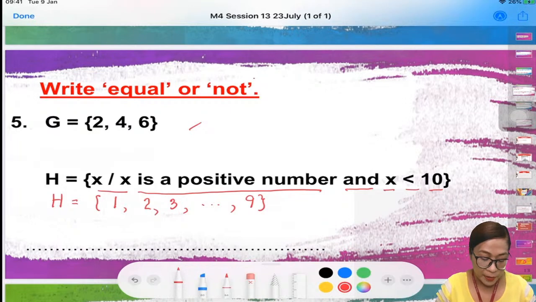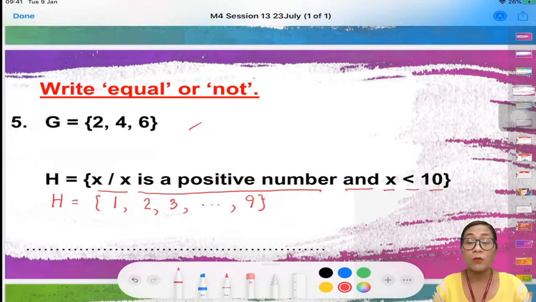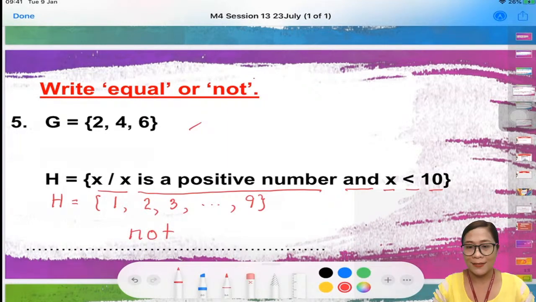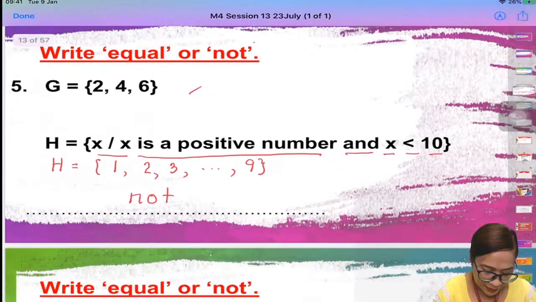So you compare them, G and H. In G, you only have the elements 2, 4, 6. For H, you have the elements 1, 2, 3 until 9. Are they equal or not? Do they have exactly the same elements? Of course, you can see from there, it's not. They don't have exactly the same elements, so just write not. Okay. Next is number 6.